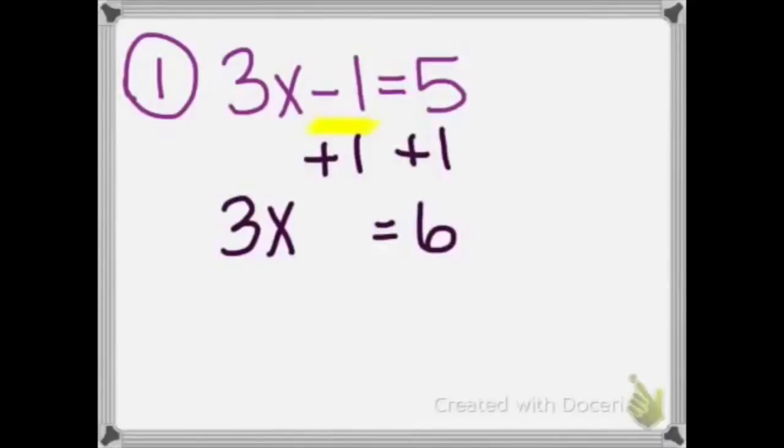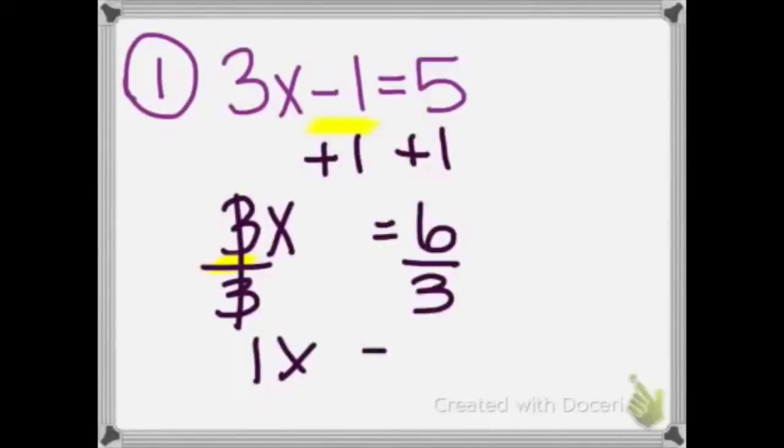Alright, step 4 tells us that we need to multiply or divide the number with the variable. So on this specific problem it says 3 times x. The opposite of times is divide. So we're going to divide both sides by 3. 3 divided by 3 is 1x equals 6 divided by 3 is 2. So the answer to this problem is x equals 2.